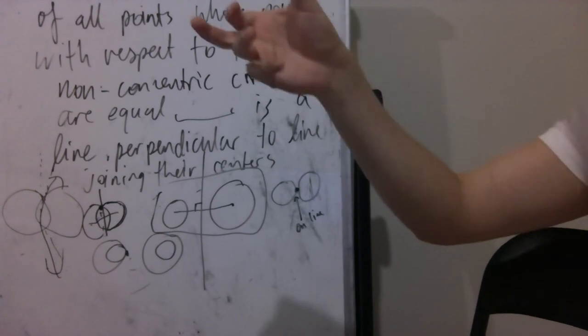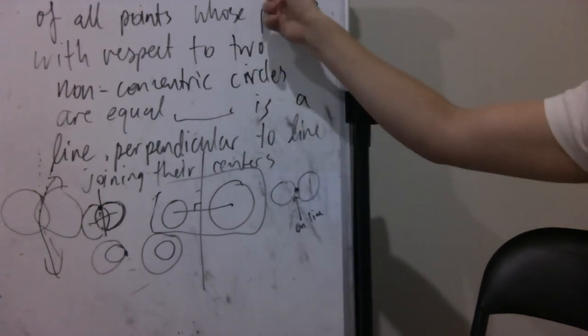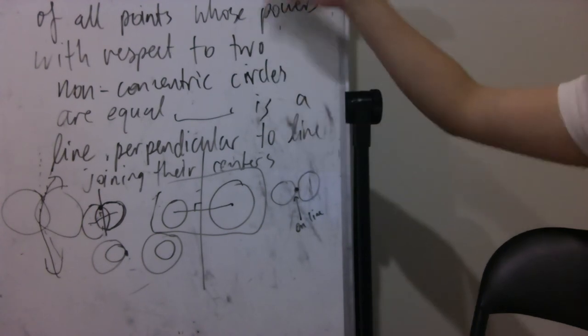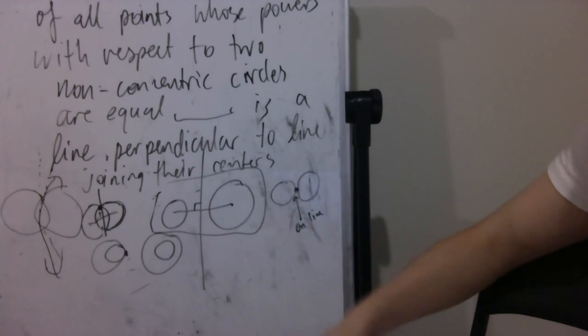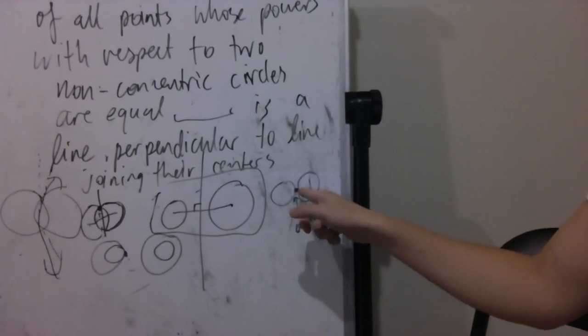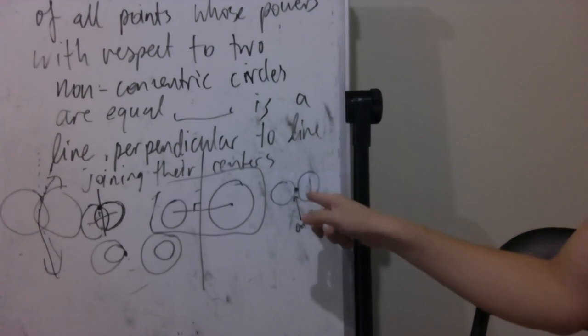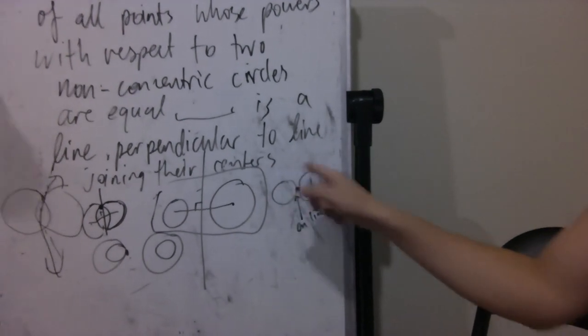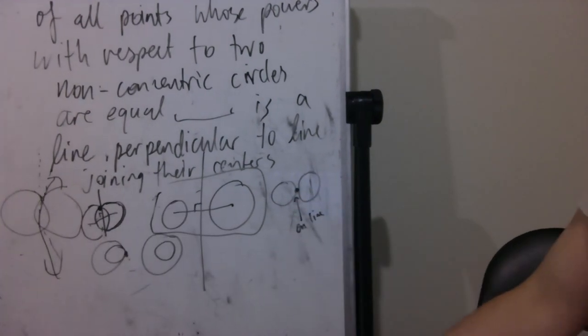Sometimes they're different, sometimes they're equal, right? When it's equal, we want to count it in this locus. So the locus of the points where they're equal is a straight line, perpendicular. When the circles intersect, the power is both equal to 0, because when a point is on the circle, its power is 0. So if it's on both circles, it's power 0 with respect to both circles. So the intersection is on the line. It's always on the line.